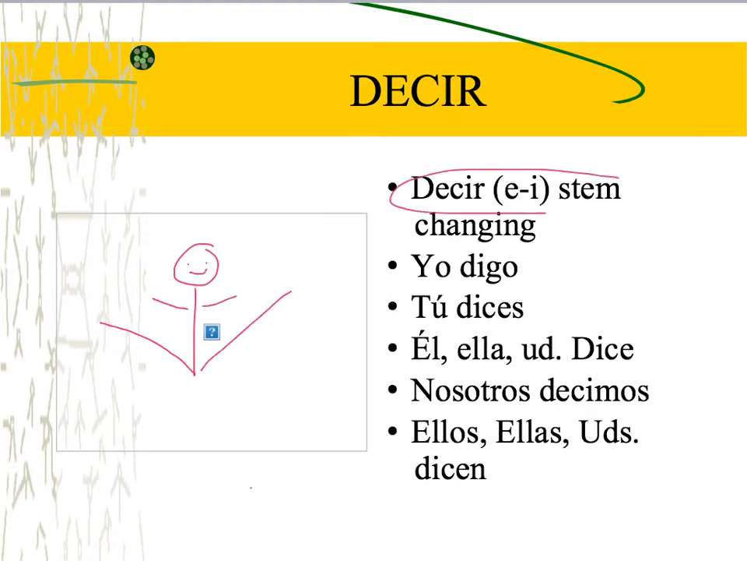Okay, so verbo decir is an E to I stem changing verb, so the E is going to become an I, okay? Yo digo, tú dices, él, ella, usted dice, nosotros decimos, ellos, ellas, ustedes dicen. Repite, por favor. Yo digo, tú dices, ella dice, nosotros decimos, ellos, ellas, ustedes dicen. Okay, so it's a stem change, E to I, just like servir, except for, cha-cha, we have our awesome go in the beginning.